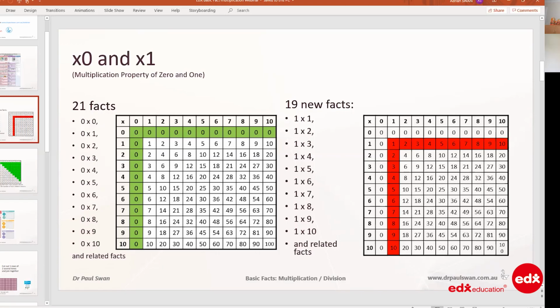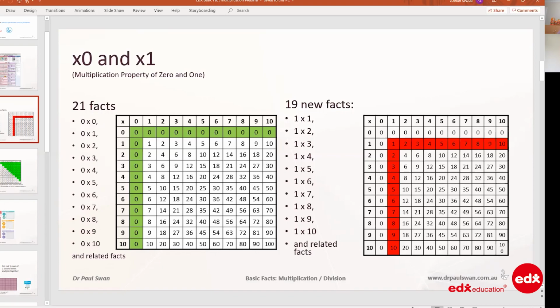If you look at the facts where you multiply something by nothing, if you look at the green idea, there are 21 different facts taken up in that idea, where if I multiply by nothing, I end up with nothing. And if I multiply by 1, I end up with the number itself. There's another 19 facts. So in fact, you've already done 40 facts of the 100 that are to be done.